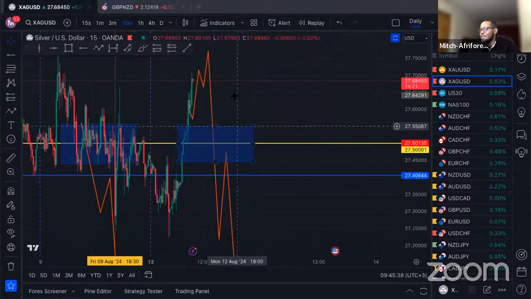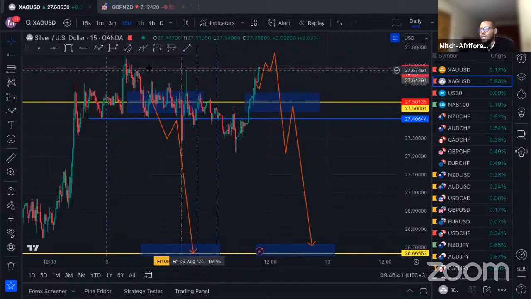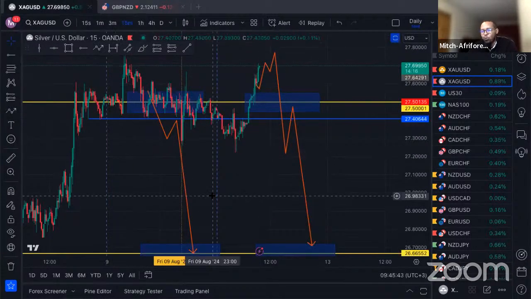Right now, the pullback is still coming in. So we'll wait to see how far the price will end up being able to go before we're able to look for those selling opportunities on silver.